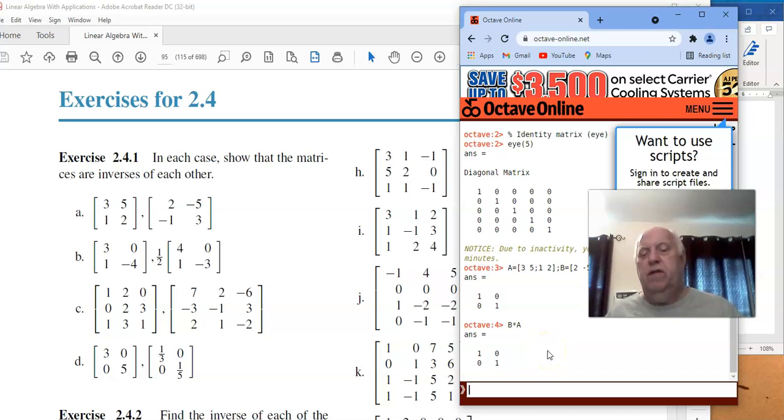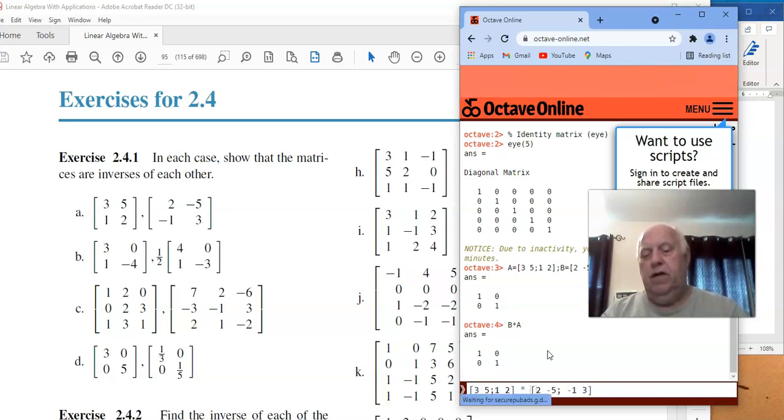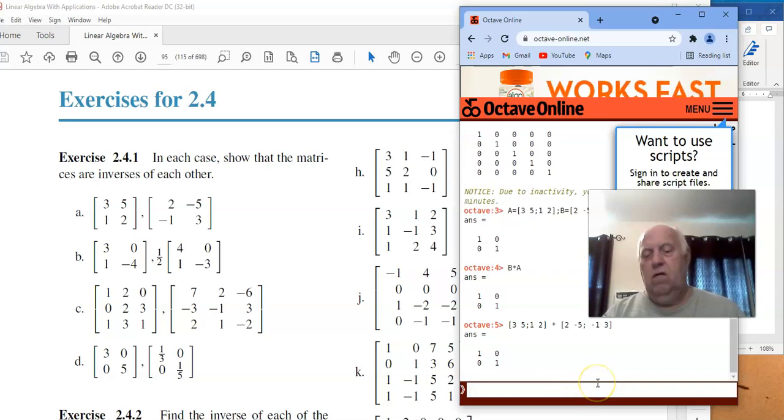I don't even have to name these guys. I could just say, let me do the same problem again, but now I'm not even going to give them any names. Here's a matrix. Doesn't have any name. It's just a matrix. Times, and here's another matrix. Doesn't have any name. But anyway, it's a matrix. And I can verify that that's the answer. Okay, so that's just a little Octave trick. You don't have to name everything.